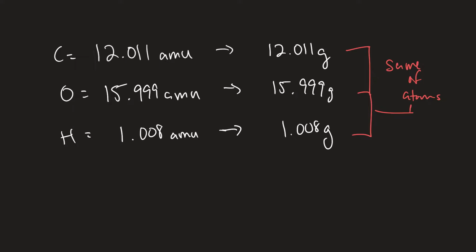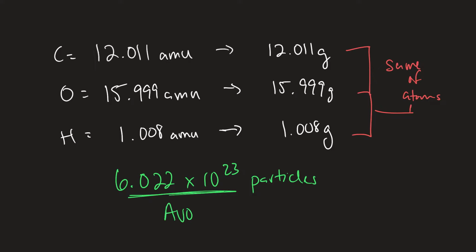Now the question is, how many atoms are we talking about? If you have that many grams, with the same magnitude as what we find in the periodic table, how many atoms do we have? Well, we have 6.022 times 10 to the 23rd of these particles. This number is called Avogadro's number, to celebrate the Italian scientist who first recognized this interesting relationship.